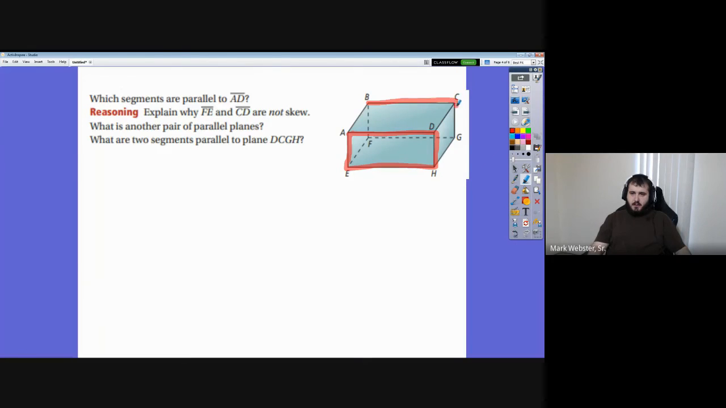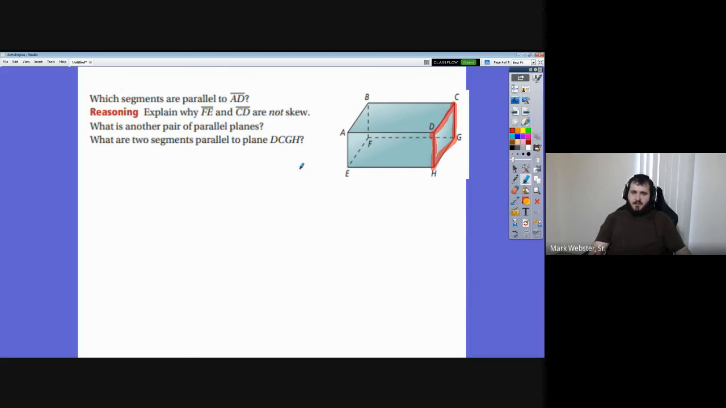This plane and this plane, right? Back here. The front side and the back side. So plane AEHD and BFGC are parallel to each other. And then likewise, here's another question, same as before, DCGH, right? They say here's the plane we're talking about, DCGH.